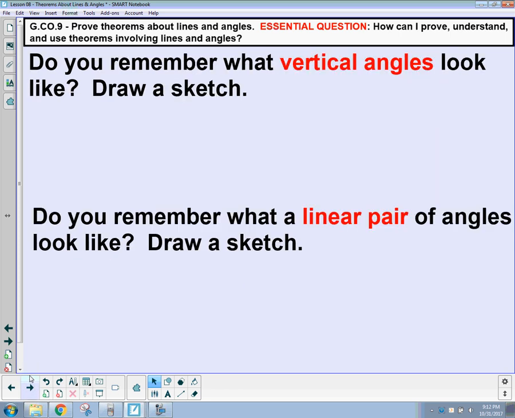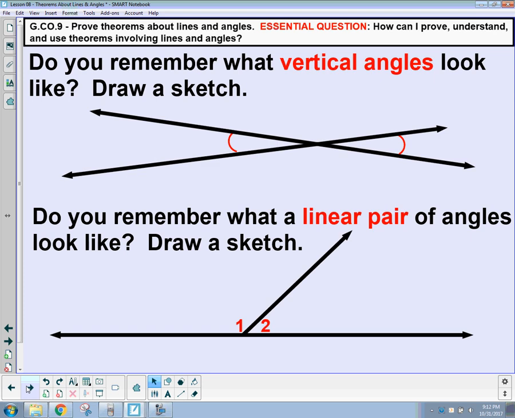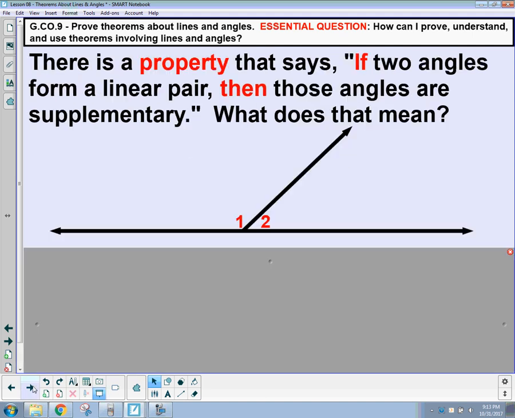Do you remember what vertical angles look like? Draw a sketch. And when you're done with that, do you remember what a linear pair of angles looks like? Draw a sketch. Good. You should have something like this for vertical angles. In a linear pair, remember, straight line for linear pairs, which makes them supplementary, which means they add up to 180. Vertical angles are opposite of each other, and they are congruent. So there's a property that says if two angles form a linear pair, then those angles are supplementary. What does that mean?